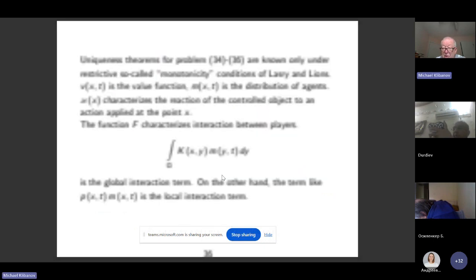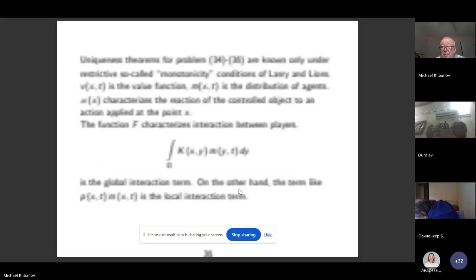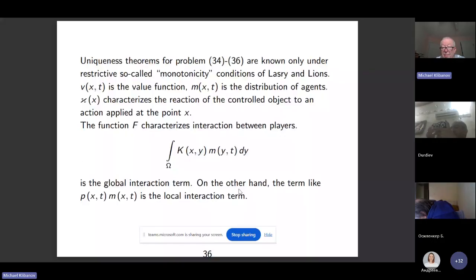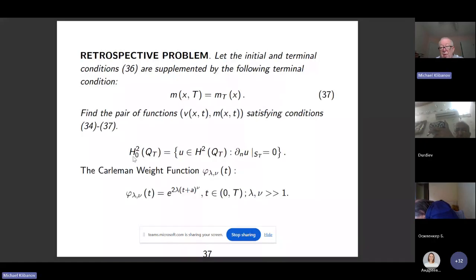So we have a Neumann boundary condition. The conventional initial and terminal conditions, I don't see them on my screen, but they are in 36. And they do not guarantee uniqueness, by the way. This function f characterizes the interaction between players, especially this integral operator. Whereas this term is the local interaction term. This is global interaction, in other words, if an agent is far from you, how this agent influences you. This is described by that integral operator. But if it is close, then it is described by this operator. So what is a retrospective problem?